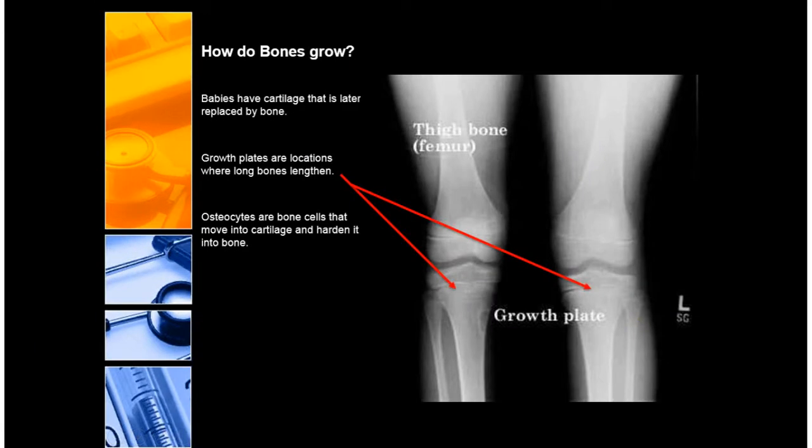So how do our bones grow? Babies have cartilage that is later replaced by bone. And I want you to have a look at this part. We call this part a growth plate. And a growth plate is where our bones lengthen in size. Inside our growth plate, we have cells called osteocytes, and osteocytes generally deposit bone tissue, and that's how we grow. Now, these growth plates disappear. By the age of about 21, most growth plates in our bodies would disappear.